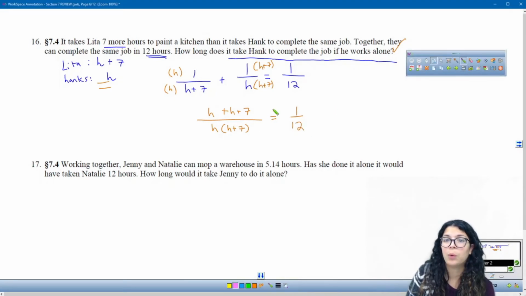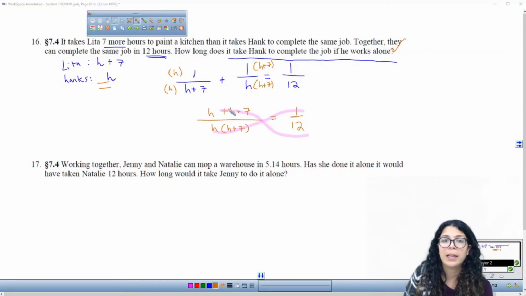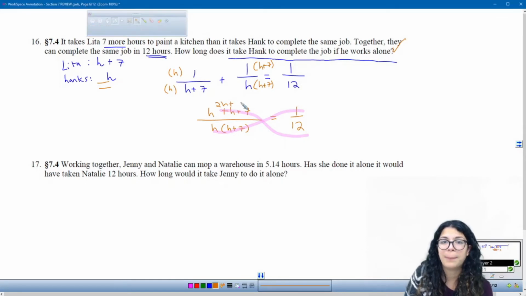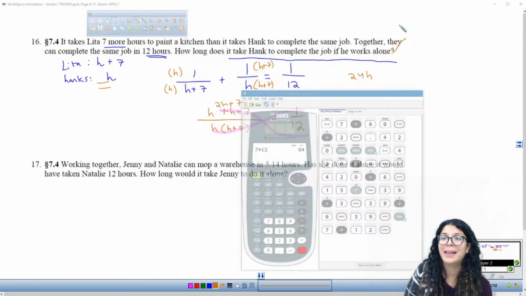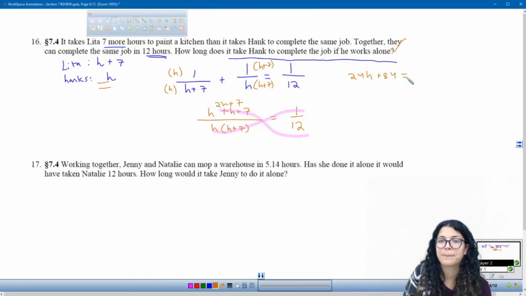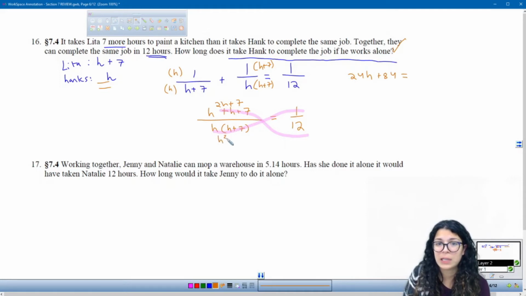Now that we have a proportion, one fraction equal to one fraction, I can go ahead and cross multiply. So H plus H is 2H, so we have 2H plus 7 that I need to multiply by 12. 2H times 12 is 24H, 7 times 12 is 84. And then 1 times H times H plus 7. Of course, H times H plus 7 is H squared plus 7H, so 1 times that would just be H squared plus 7H.